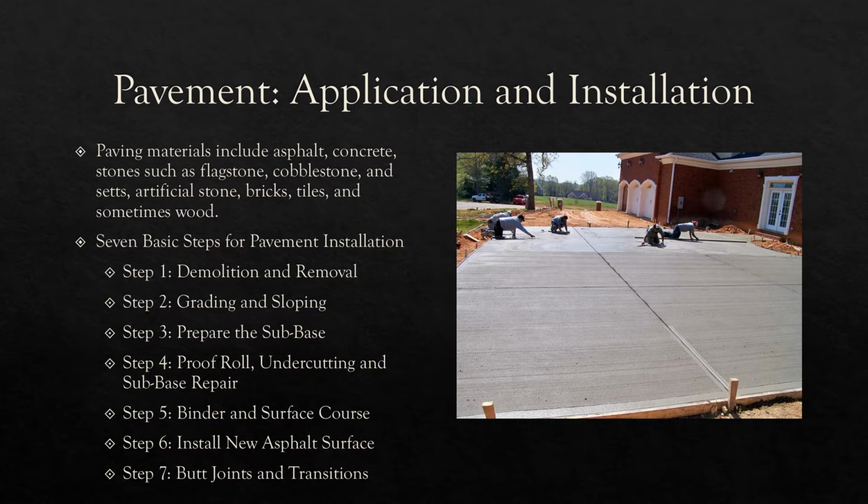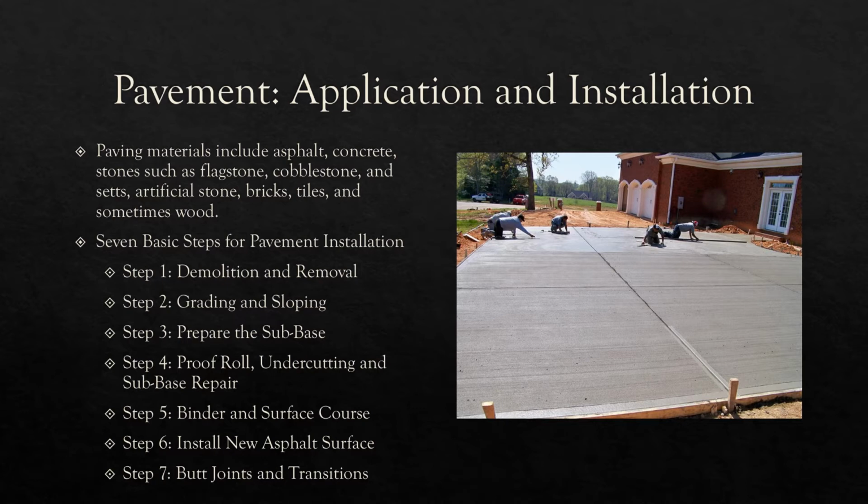The subbase provides a stable surface to support new pavement. The subbase is a frost barrier to help reduce winter damage due to freezing and thawing. Step 4, proof roll, undercutting, and subbase repair. Once the subbase is fully graded and compacted, an extra step called proof roll can be installed to ensure the underlying surface is strong and ready to support new asphalt.